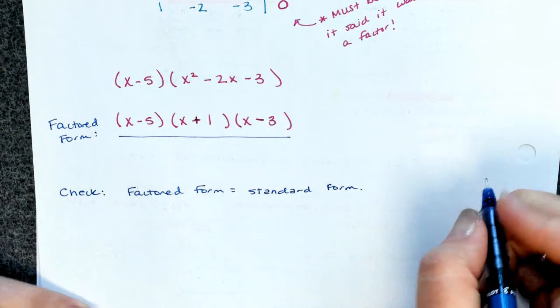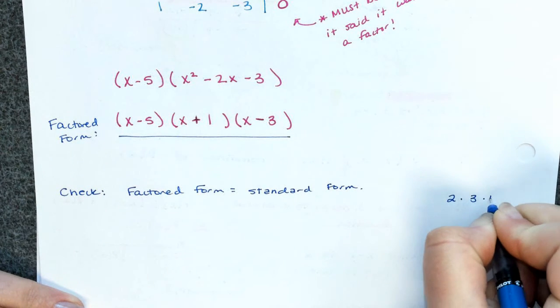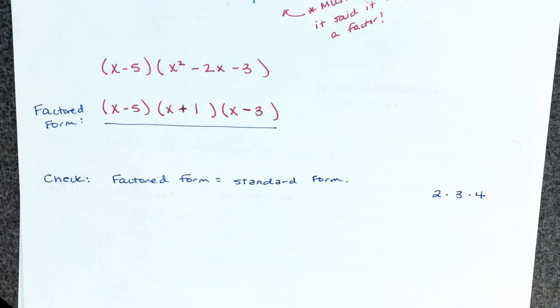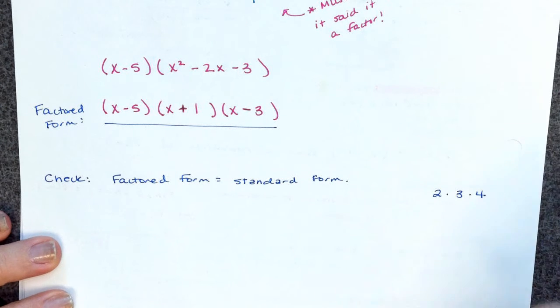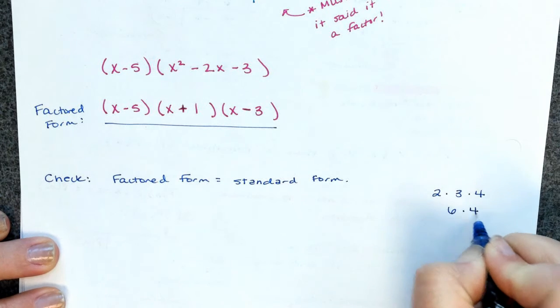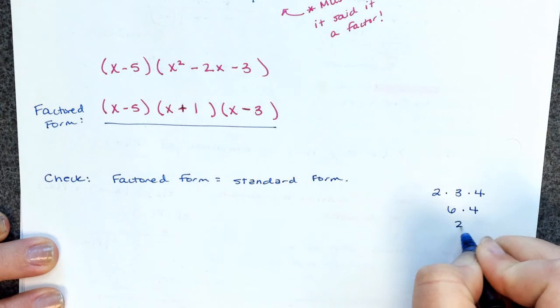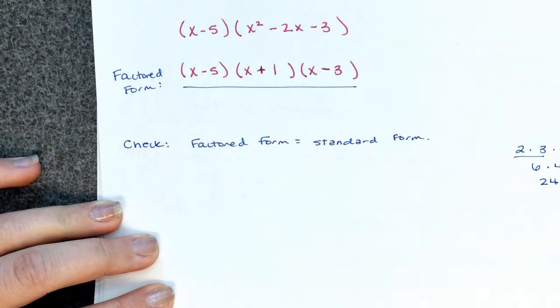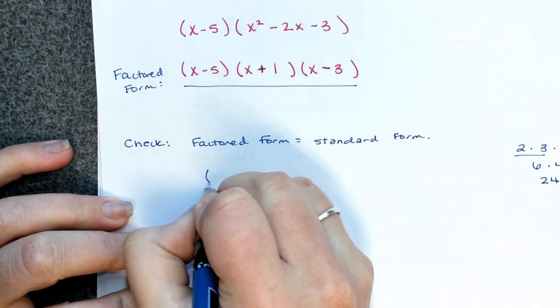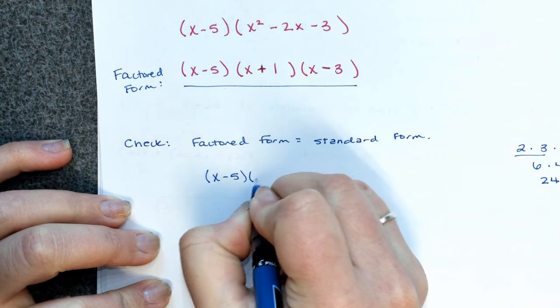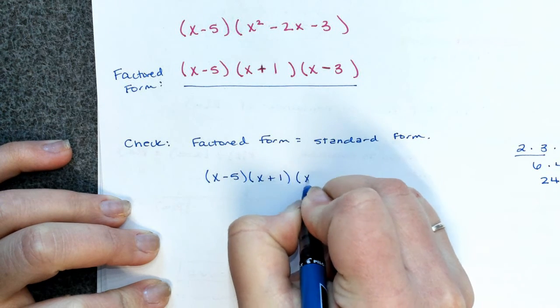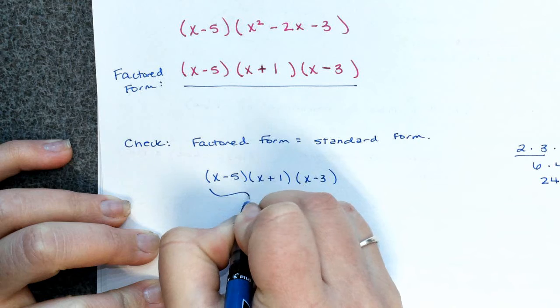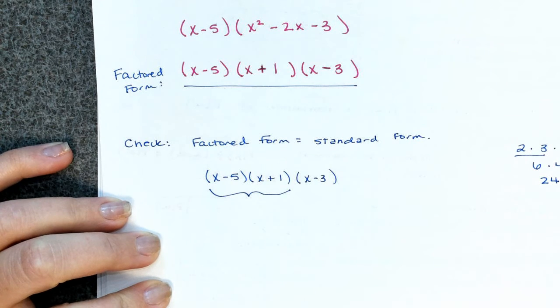If I multiplied 3 numbers together, 2 times 3 times 4, how would I multiply 3 numbers together? 2 times 3 is 6, times 4 is 24. So pick 2 of them, multiply them together, and then take that and multiply by the next one. Okay? So what I'm going to do is rewrite this. I'm going to take the first two and multiply those together.